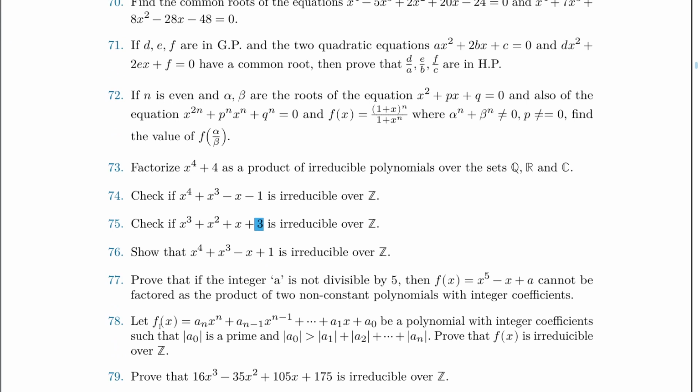Question 78 says that let f(x) is equal to a_n x to the power n plus a_(n minus 1) x to the power n minus 1 plus and so on up to a1 x plus a0 be a polynomial with integer coefficients such that a0 is a prime and mod a0 is greater than mod a1 plus mod a2 plus and so on up to mod a_n, and prove that f(x) is irreducible over Z.